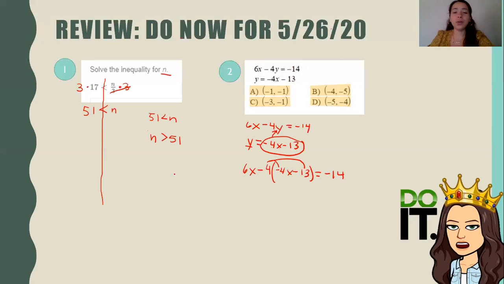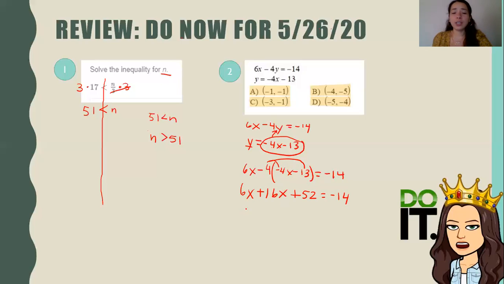All right. So when we're looking at this, we go 6x, and then we go minus 4 times negative 4x, and that's positive 16x, because negative 4 times negative 4 is positive 16, and then we have that x. And then we go negative 4 times negative 3, and that's 52. And then we have that. Okay.